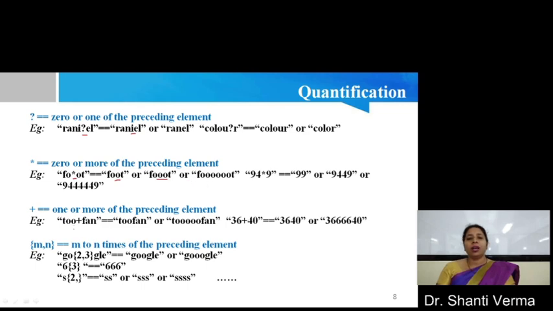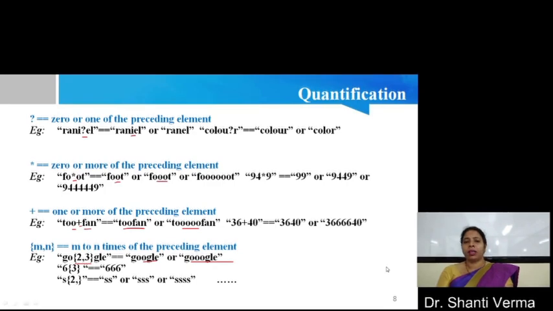For plus, if I want to use a plus quantification, if I want to add O to F-A-N, then it's basically two fan, or either one or more O in the string. Similarly, for m comma n, if I write GO and 2 comma 3, it means this O appears 2 or 3 times as the preceding element. So I can say it's Google or it's Gooogle.